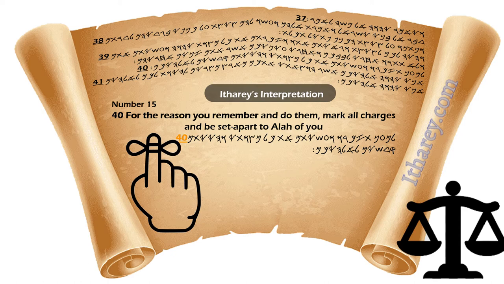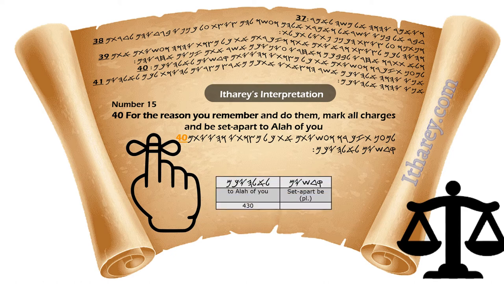Now, what I just read, this is the word for word breakdown. Kudashim means set apart, plural, referencing the Israelites. La is the prefix that means to, right here. And then we have Allah, which is translated as God. This is the symbol that means of, and this means you, plural. So the Mayim symbol is plural.